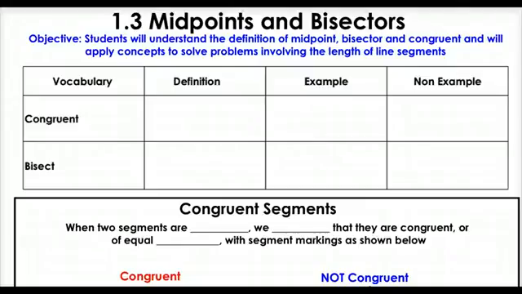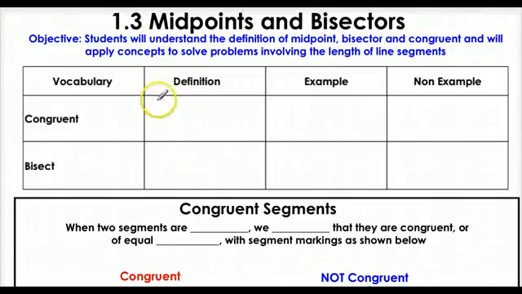It's called Midpoints and Bisectors, and our objective for today is for you to understand the definition of midpoint, bisector, and congruent, and you're able to apply these concepts to solve problems involving the length of line segments. Pretty cool, don't you think? I do. Let's start with some definitions, though.